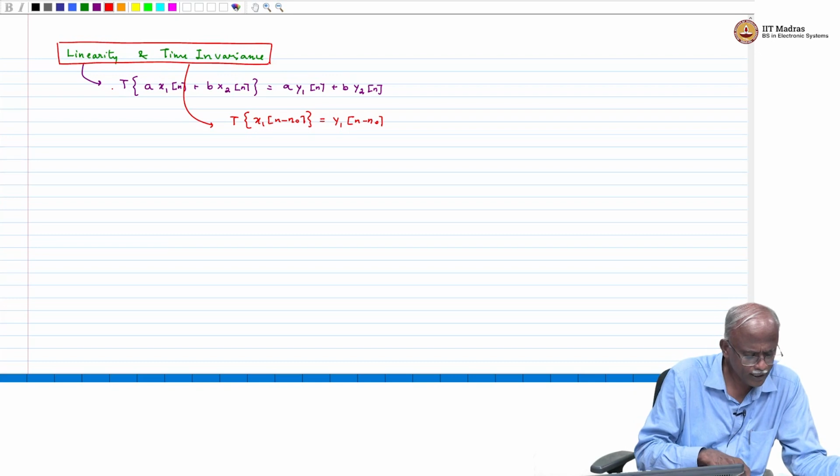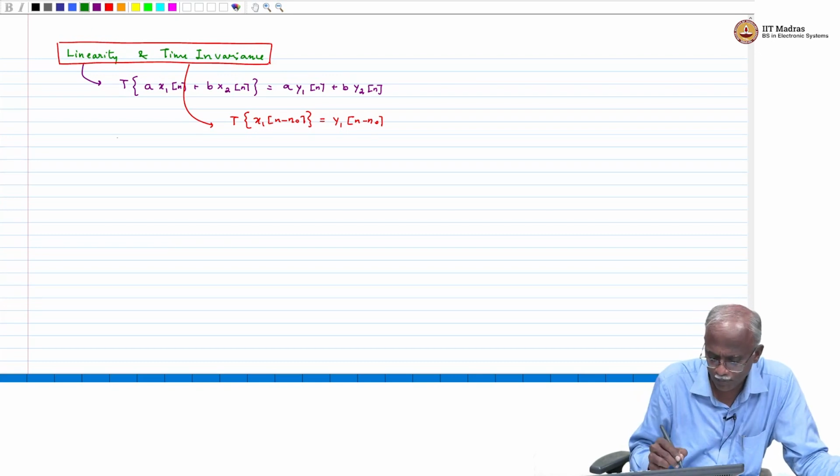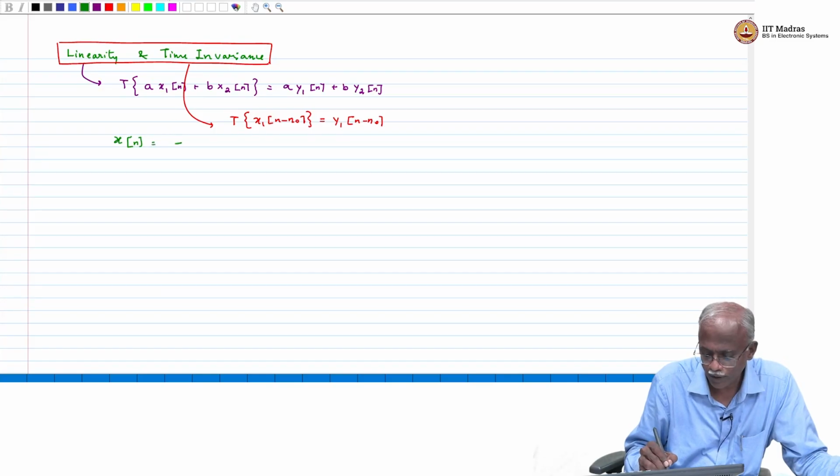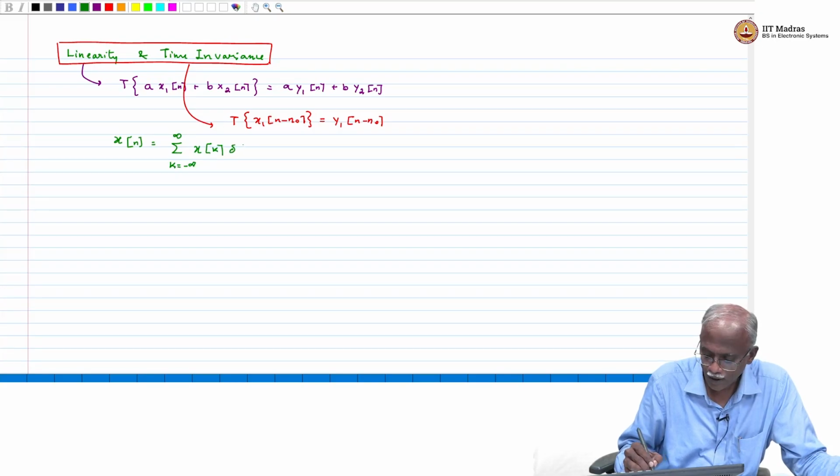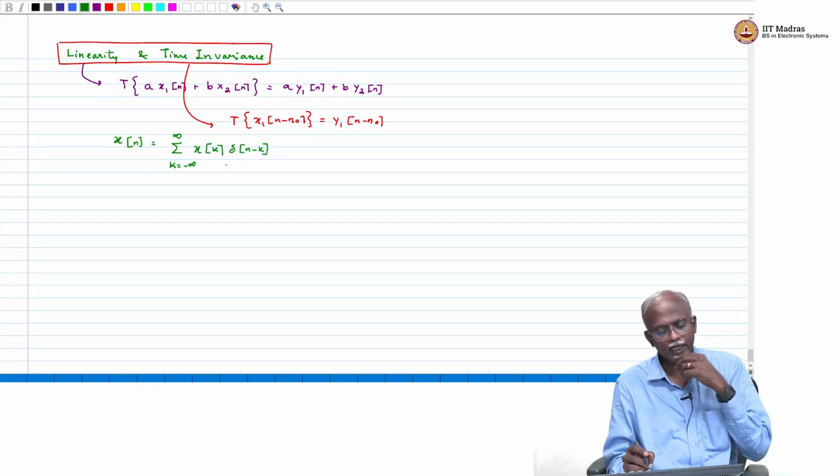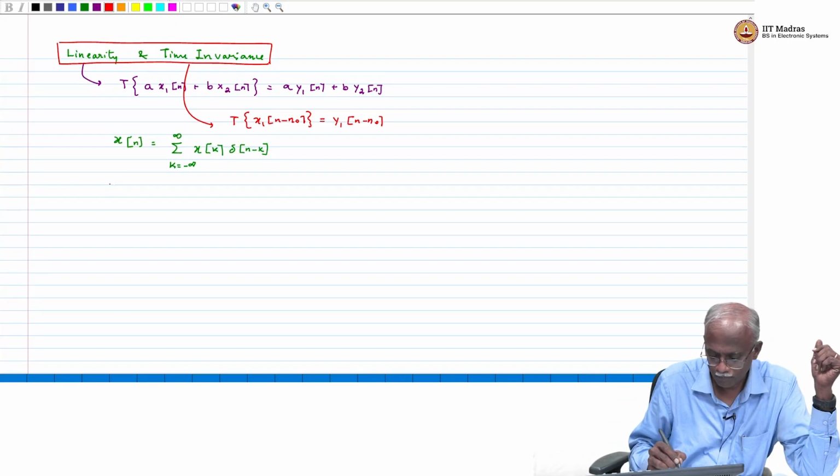and then write down the general form of the input, x of n is equal to summation k equal to minus infinity to infinity x of k delta of n minus k. This is my input. Now, I am interested in the output y of n, which is going to operate on this input x of n.